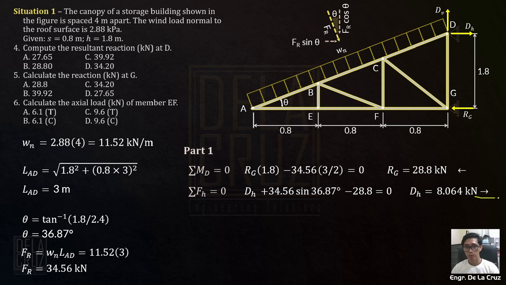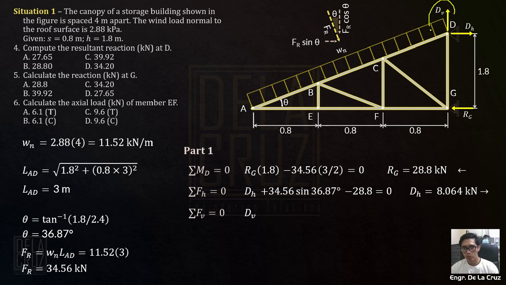Okay, tama yung assumption natin to the right because positive siya. But take note, the question is resultant reaction. Dapat, ito yan, resultant between the vertical and horizontal. So, gawin ko summation of forces vertical to solve for dv. So, we have dv upward.